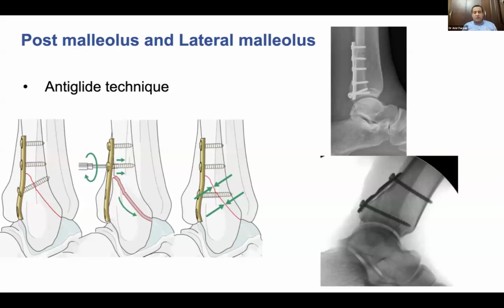Yes, we mostly start with the fibula. If the fibula is comminuted, we can start with the tibia to restore the length. No, we mostly start with the fibula. If it is comminuted, we can put just a bridging plate to restore the length, and then we go to the tibia, to the posterior malleolus.